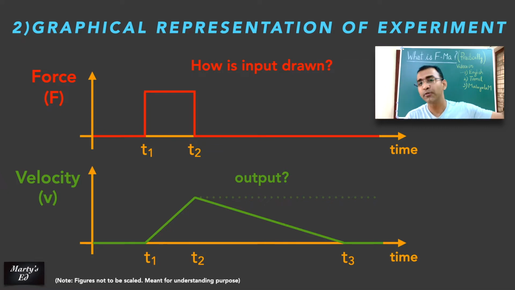And when you took the force at time t2, from there the velocity kept on decreasing and it came to a halt. So we know that the velocity is decreasing from time t2 and came to a halt at time t3. So that's how you can represent the input function force and the output function velocity with respect to time as a graphical representation.